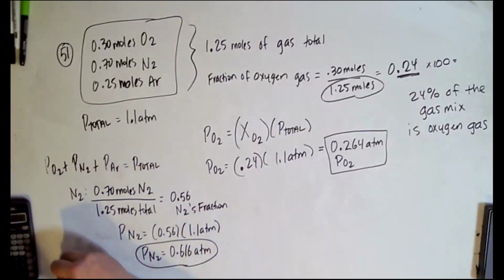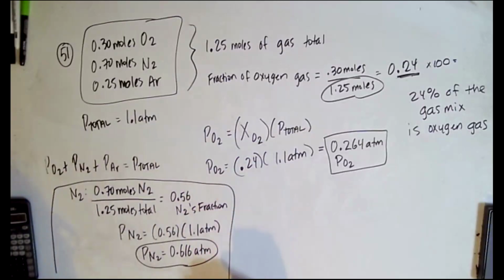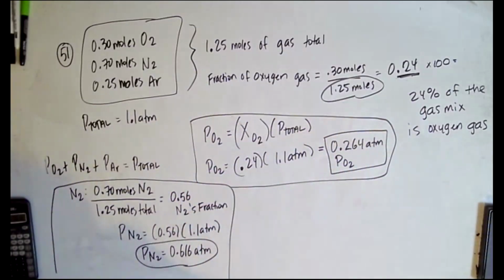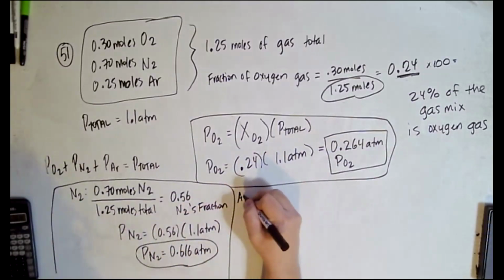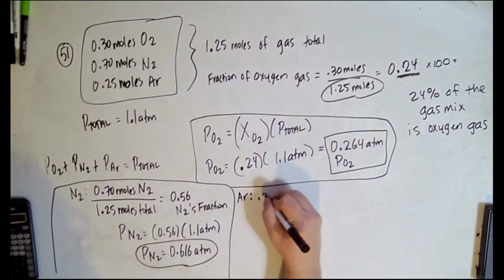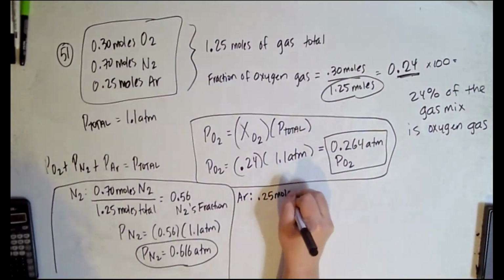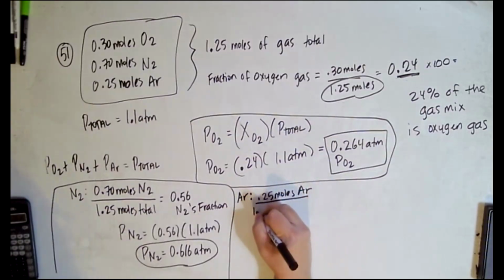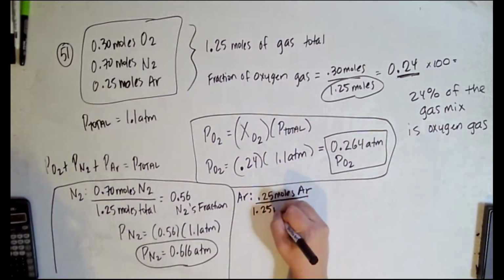We could do the same thing for the argon. So we've done it for oxygen, we've done it for nitrogen, let's do it for argon. For argon, we have 0.25 moles. And we'll divide that by our total number of moles.